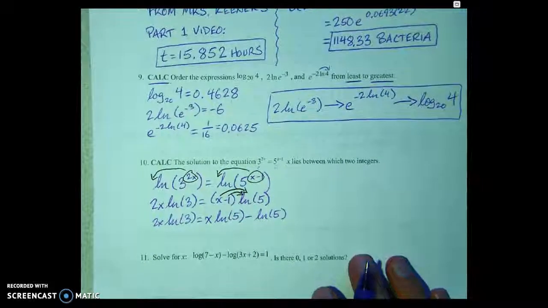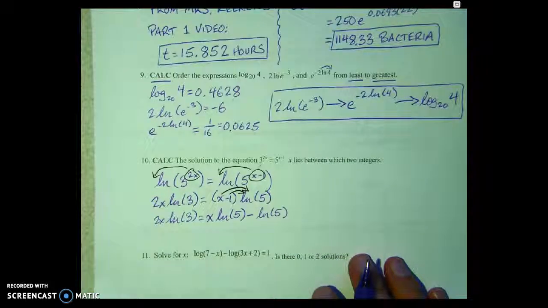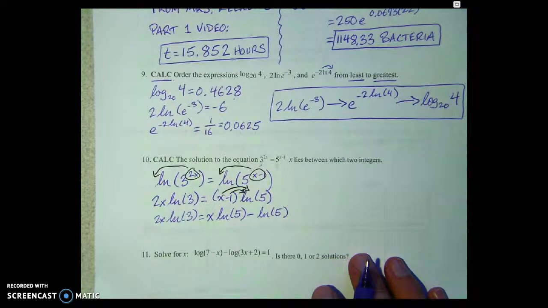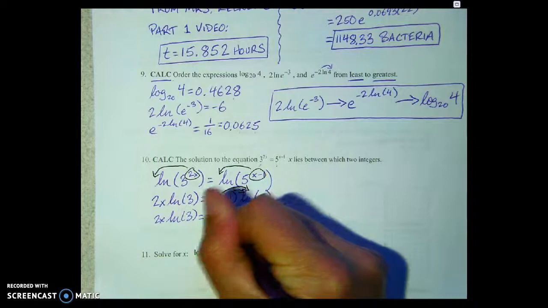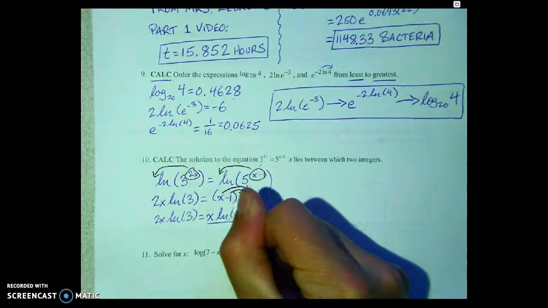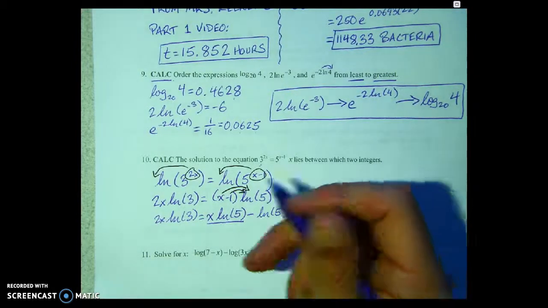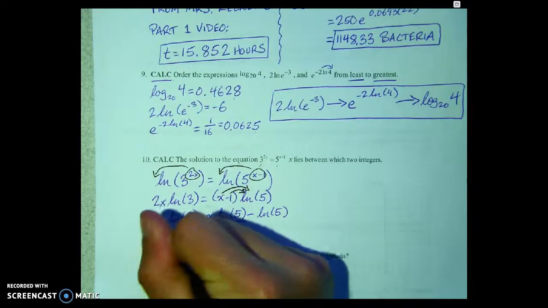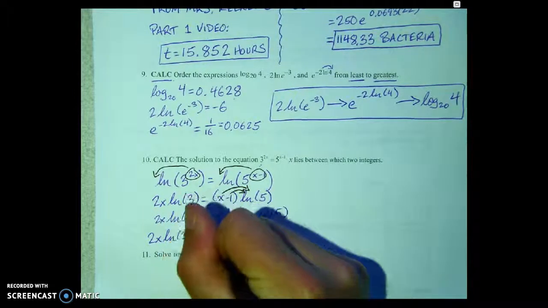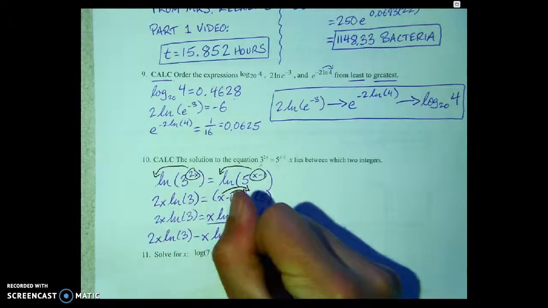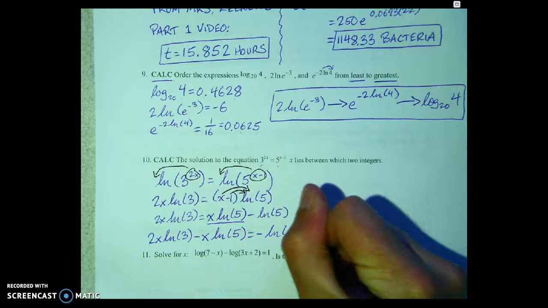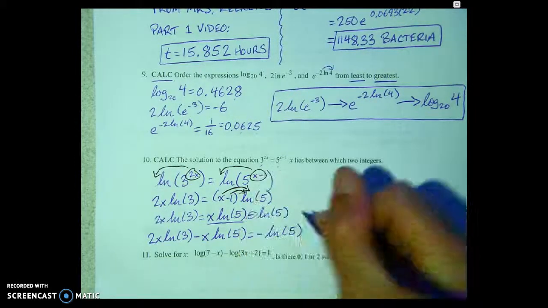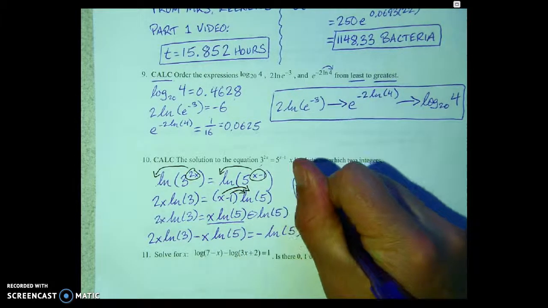Okay. Now, really what we want to do here is combine the terms containing the variable x so that we can then factor it out. So I'm going to move this term right here, this x natural log 5, to the left by subtracting. So I'm going to have on the left hand side 2x natural log 3 minus x natural log 5 is equal to negative natural log 5. Don't forget to keep that negative right there with it. Okay, then we'll bring it over here.